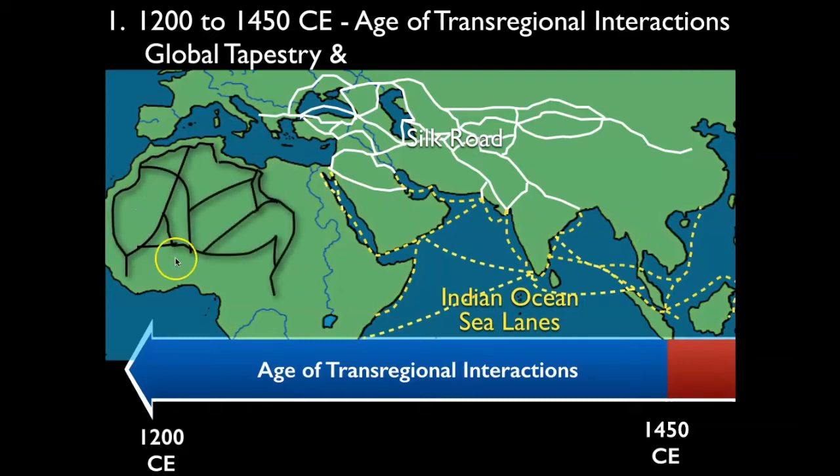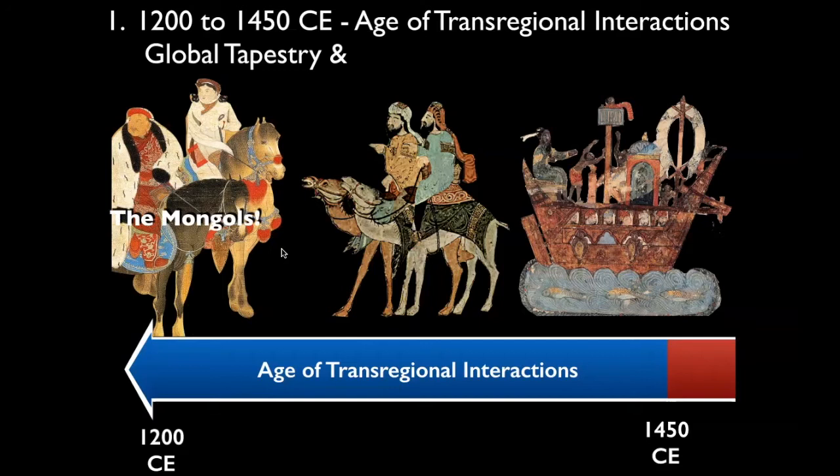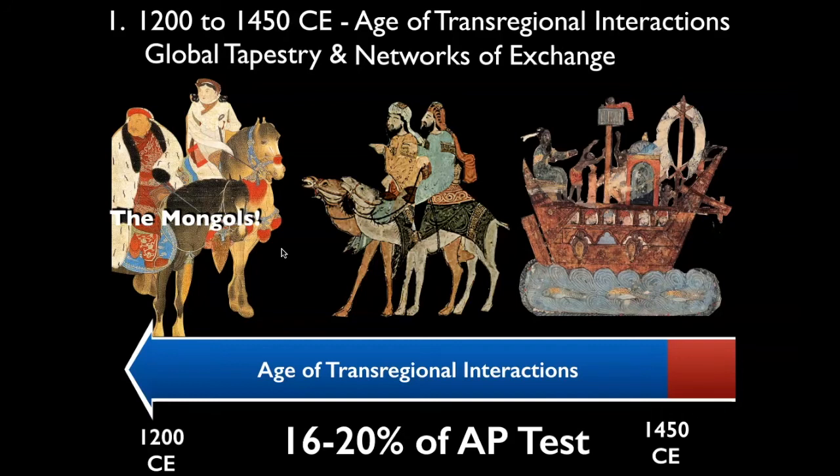There was a major network that connected North Africa, West Africa, Sub-Saharan Africa. That's known as the Trans-Saharan Network because it crossed the major geographic feature right here in Africa, which is the Sahara Desert. And we're going to learn about major empires and states that helped facilitate trade in this period, including everyone's favorite, the Mongols. So we're going to spend some time learning about these major trans-regional networks of exchange, which had formed prior to 1200, but that were still very active in spreading goods and culture and religion and language and technology. So this represents 16 to 20% of the AP test.